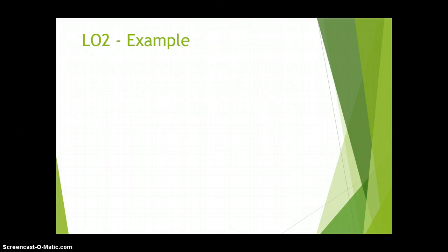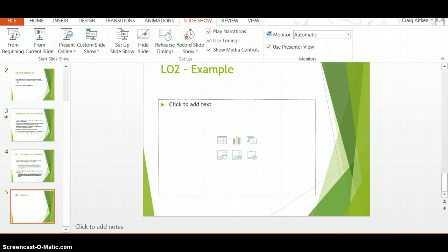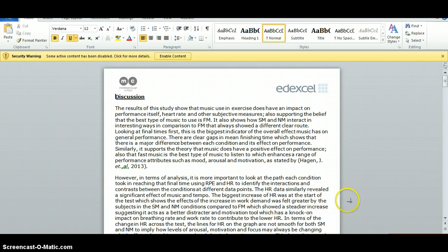So as usual, let's have a quick look at an example. So I need to go into a work account. Here we have an example distinction piece of work from the past. This learner did a study on the effects of music. You can see straight away the first paragraph is a summary paragraph of what was found and the major finding from the study.